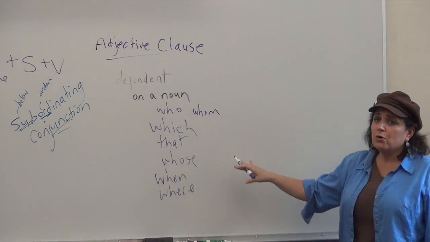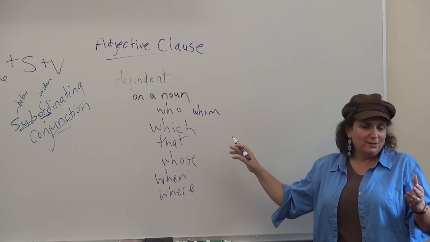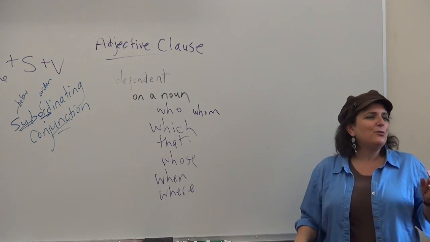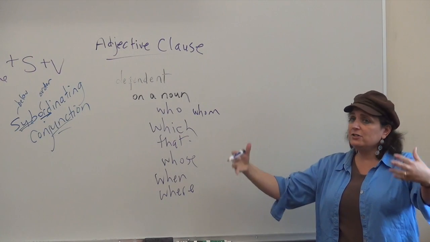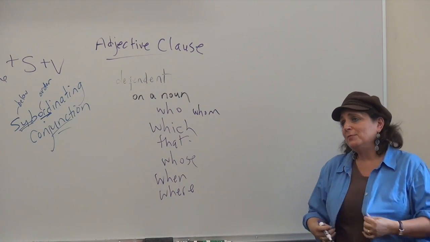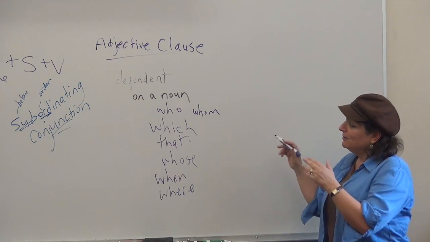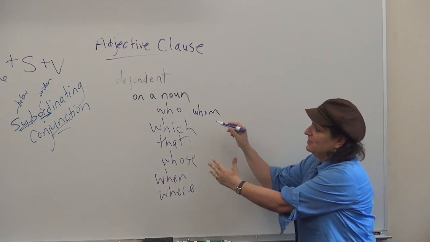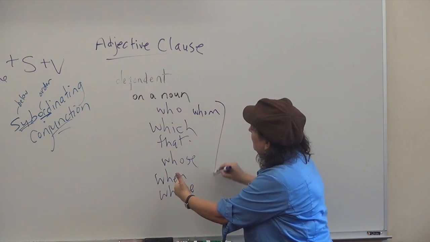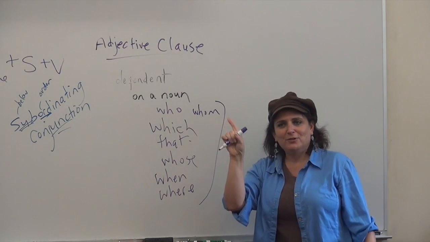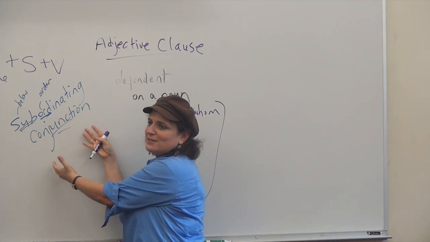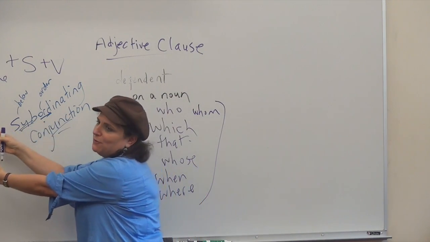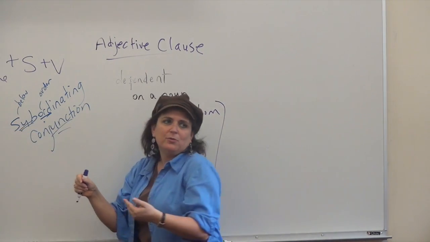Okay, these are words that introduce adjective clauses. Does anybody know, for extra points, what we call this thing? Subordination? Good guess. Subordinating conjunction is the special name for the word that introduces an adverb clause.